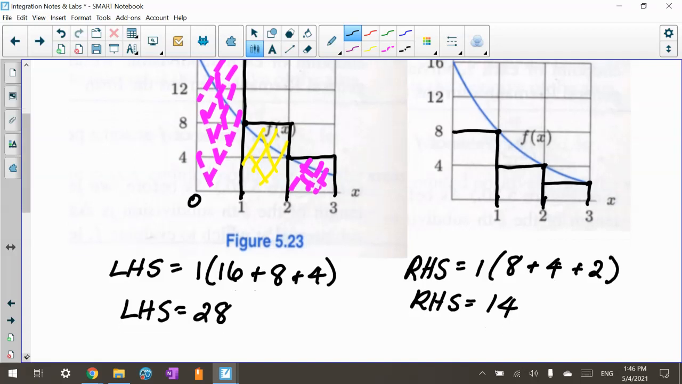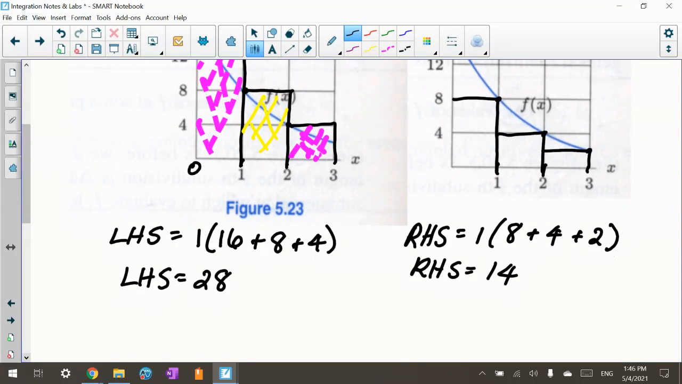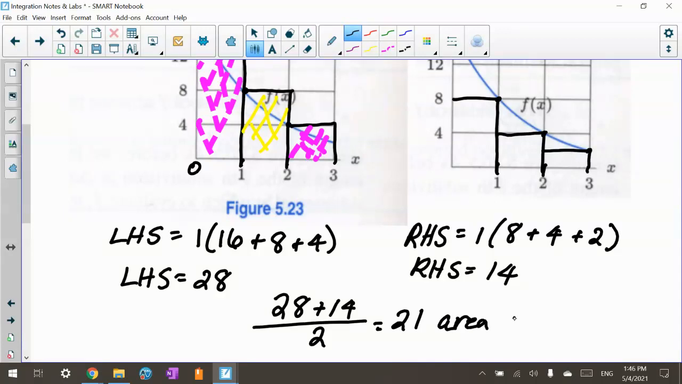Okay. So when I go through and I want to find out what my estimate is, I'm going to take the 28 plus 14, which is, well, wait a minute. 28 plus 14, just a minute. I've done so many videos. 42 divided by 2. Sorry about that. So I get my average, my area under the curve is 21, by averaging my left and my right-hand sum.